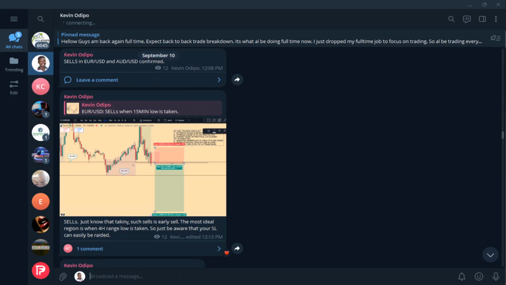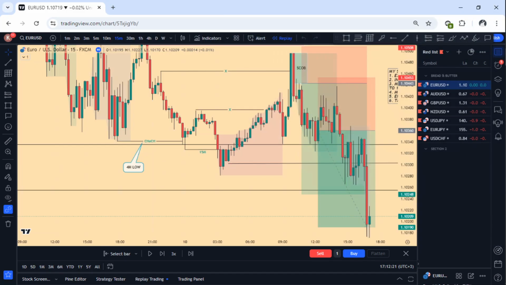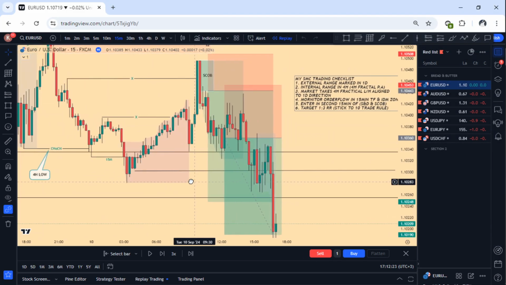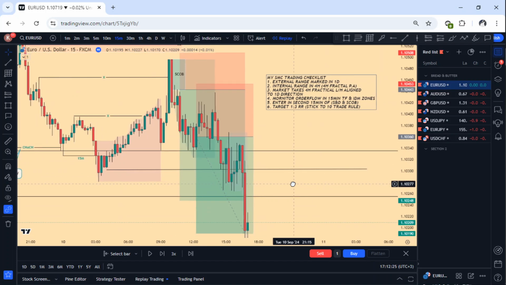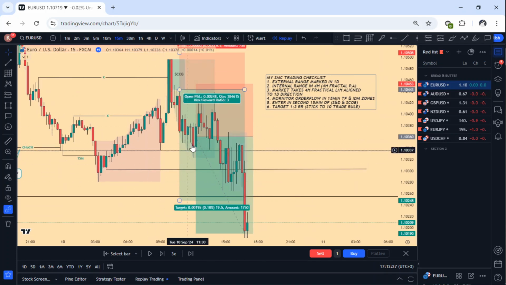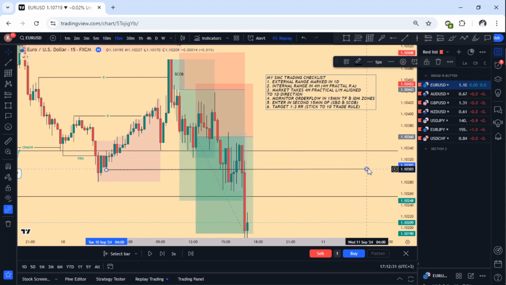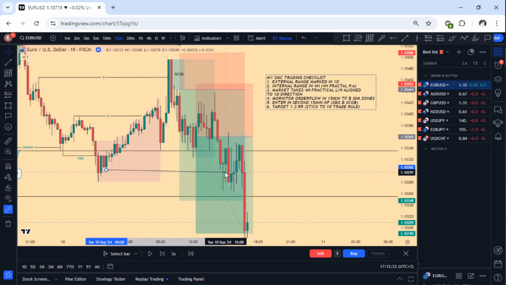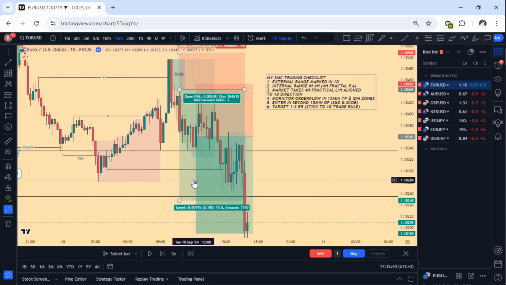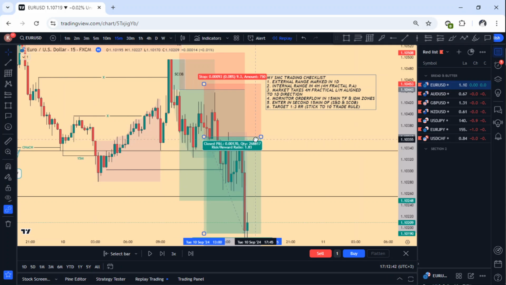Just know that such sale is early sales. The most ideal region is when 4 hours range low is taken. This region here. When this was taken, you can see the order flow had already aligned perfectly, and therefore when this was taken, this was the 4 hours low. When this was taken, it means that the 4 hours pullback was done. So that was the best entry.